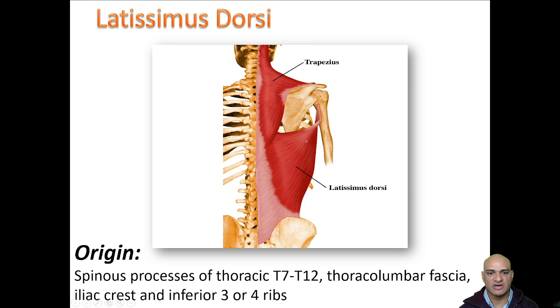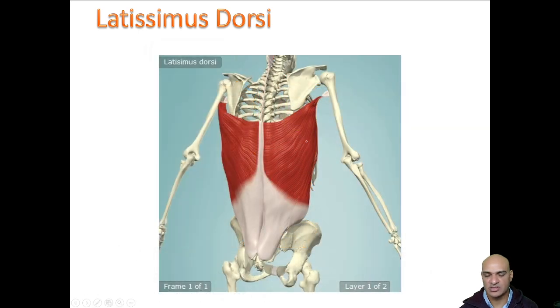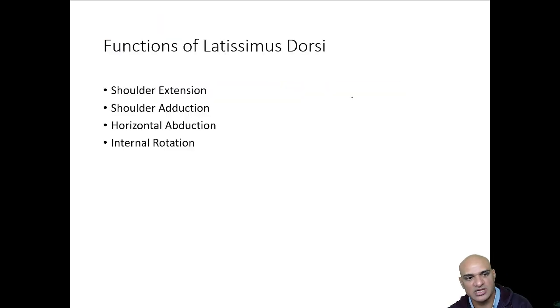The next muscle that we'll be seeing is latissimus dorsi. Because it is coming from the back and the insertion is very, very close to the pectoralis major, there are a lot of functions which overlap. So the work of the latissimus dorsi predominantly is shoulder extension, shoulder abduction, horizontal abduction, and internal rotation.